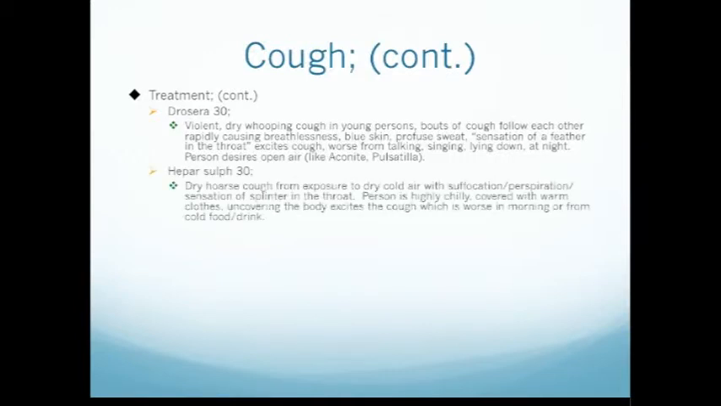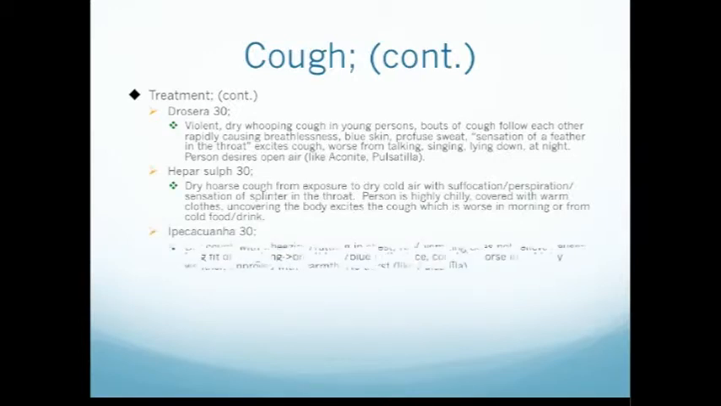Hepar sulph 30 is used to treat a dry hoarse cough from exposure to cold, dry air with a sense of suffocation, perspiration, and a sensation of a splinter in the throat. The person is highly chilly, covered with warm clothes. Uncovering the body excites the cough, which is worse in the morning or from cold food or drink.